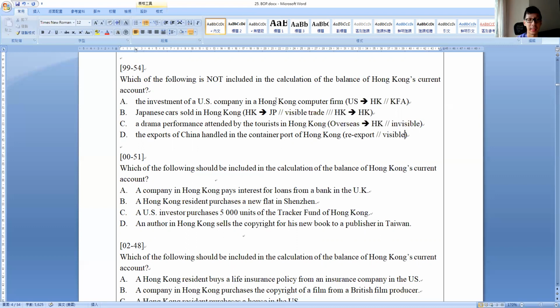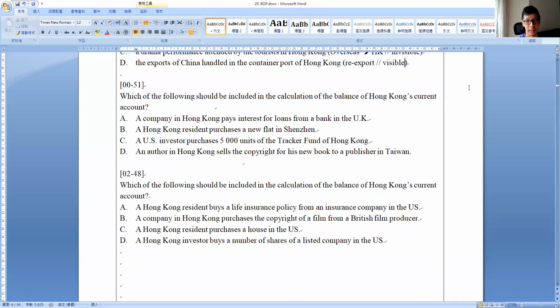Alright, next one: which should be calculated in Hong Kong's current account? Let's see. A, a company in Hong Kong pays interest. Remember, interest. Hong Kong is paying money to the UK. Interest, as we just talked about, will be net factor income. So this is a current account item. A is the answer. Although it is a loan, it is interest on a loan. Therefore, it's counted in the current account.